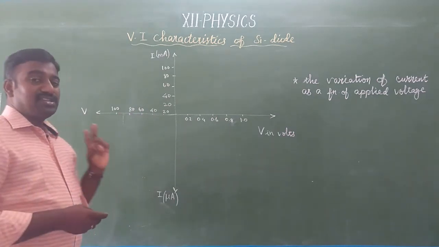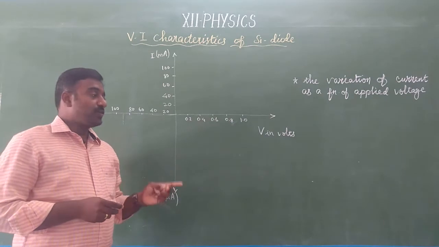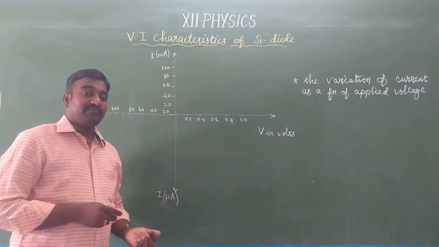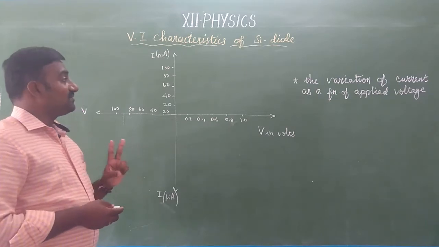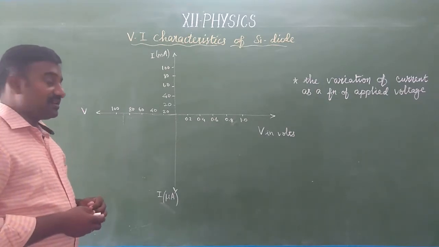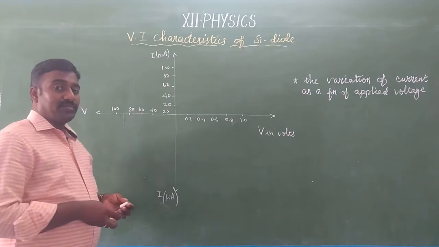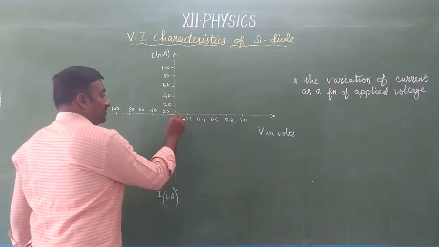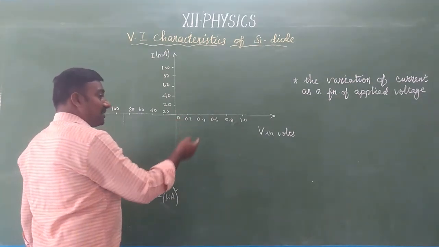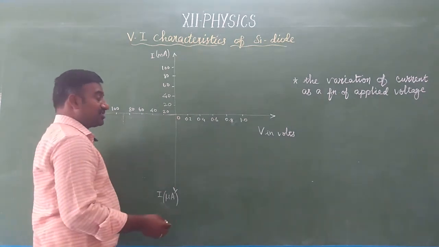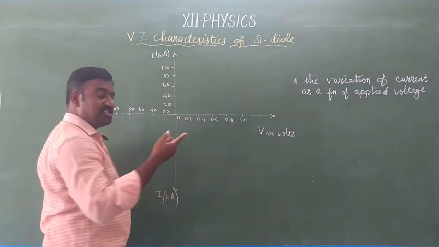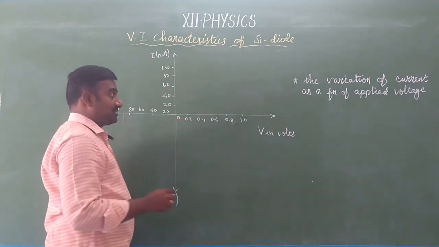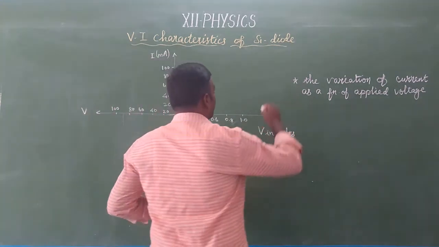So the PN junction diode is used in two ways. One is it is operated under forward bias. The second one is reverse bias. First, under the forward bias, from 0, the voltage is applied across the PN junction diode. When the voltage is increased, there is almost no change in the current. Now we are going to see only the forward bias case.